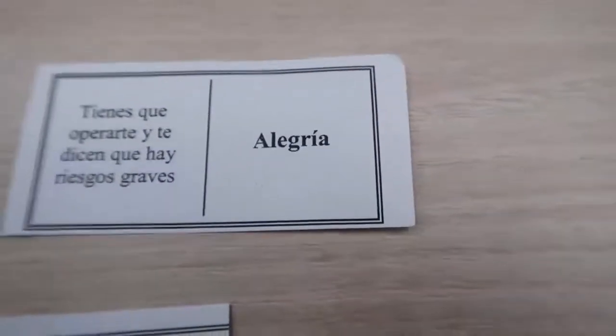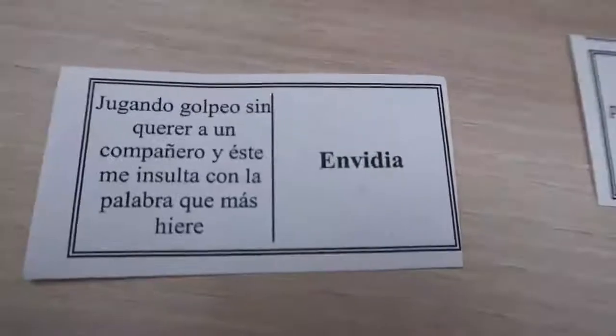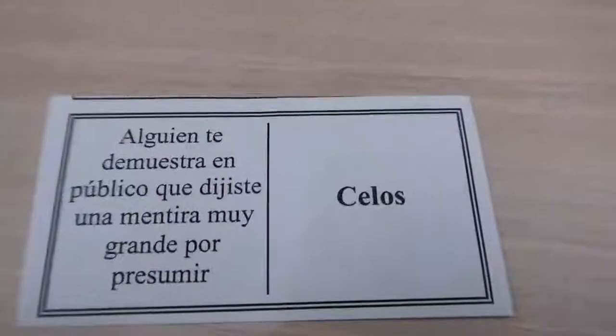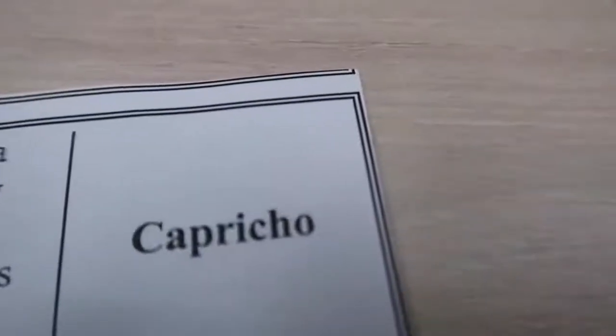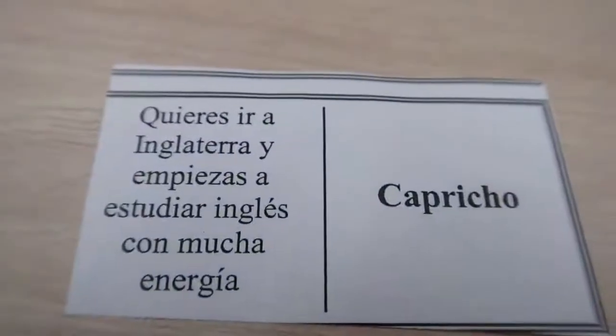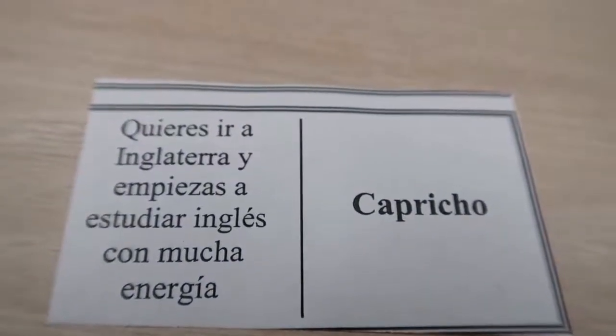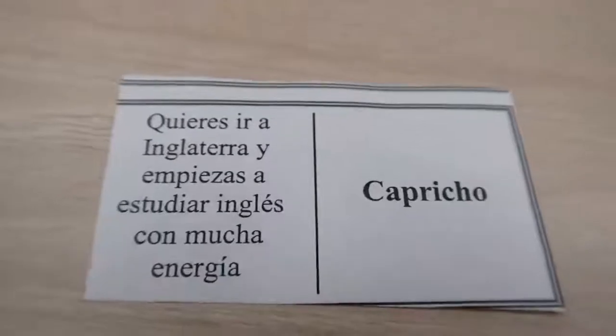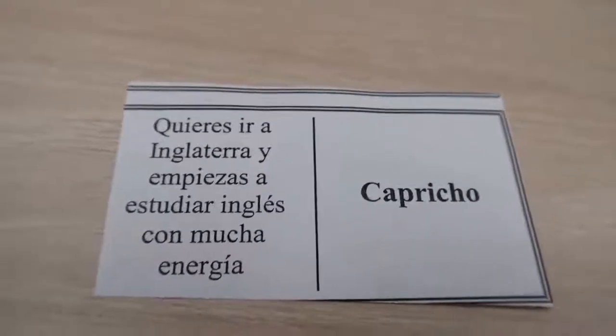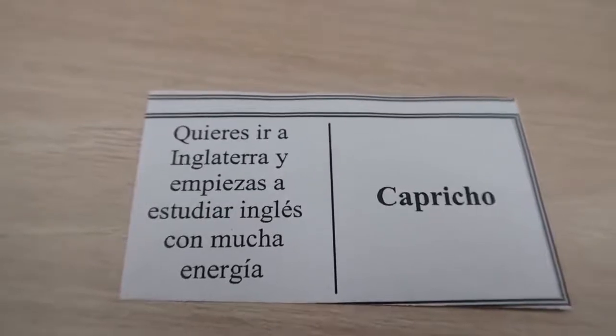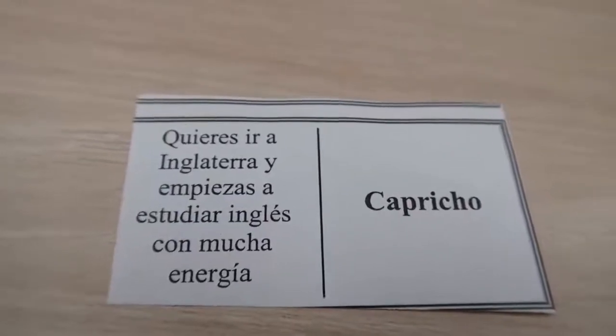Orgullo. I'm sure you guys know that we've seen that one. Pride. We've got alegría, which is joy. Envidia, which is envy. Celos. You might not have seen celos. Jealousy. Capricho. ¿Cómo traducimos capricho? Sometimes it would be whim. Whim, true. And there's another word, caprice. That's probably a bit more formal. Caprice or impulse. Yes, so an impulse to do something.